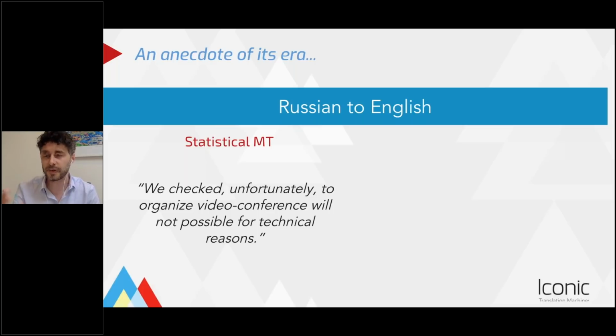And this was the output produced for a particular sentence by our statistical engine. It said, "We checked, unfortunately, to organize video conference will not possible for technical reasons." Now, you know what they're trying to say there. We can't do a video conference for technical reasons, but that's pure machine translation. It's awkward, it's clunky, it's not quite grammatical, but maybe you can get a gist from it.